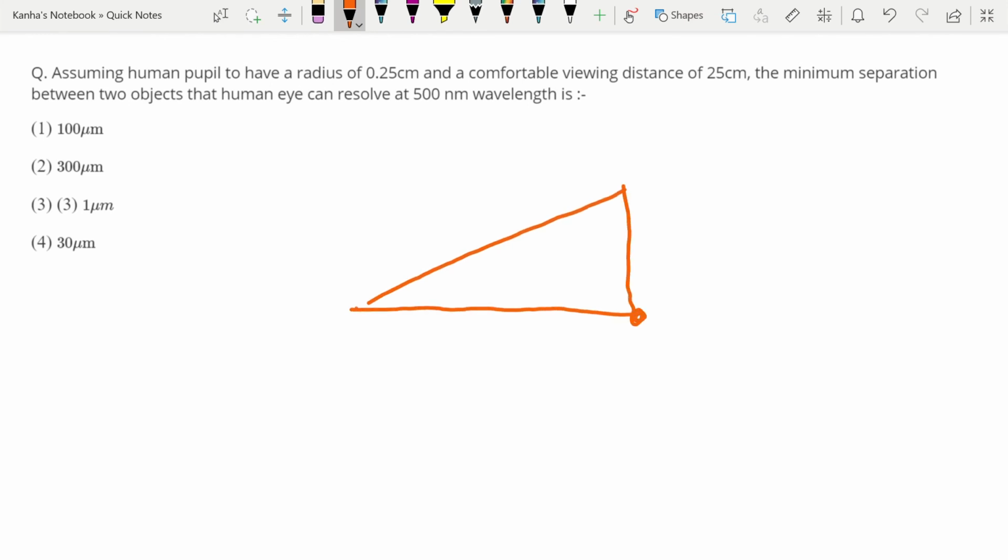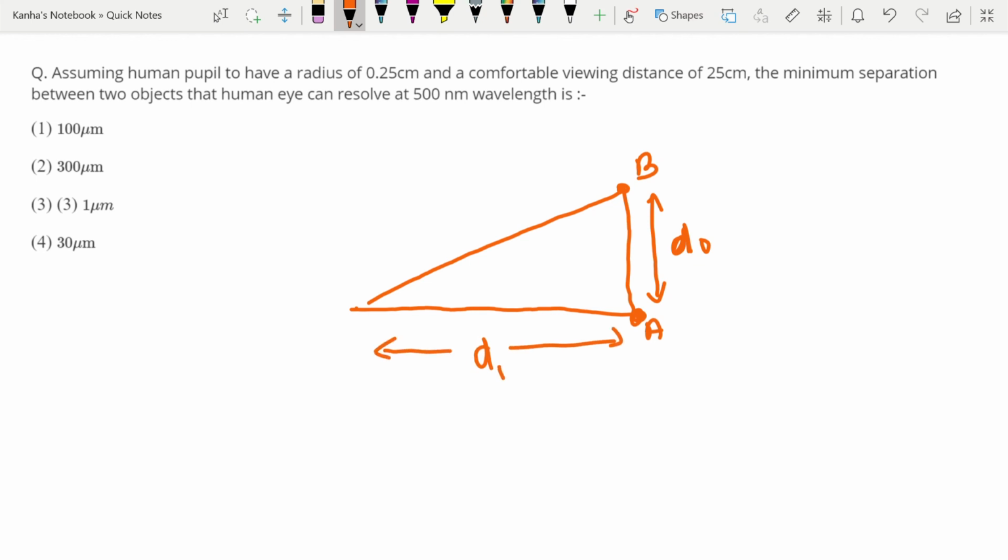So let there be 2 points. Point 1 is here, A is here, B is here, and we need to find the distance between them that we can resolve. Let me call that d naught. And it's given that there is a comfortable viewing distance of d.